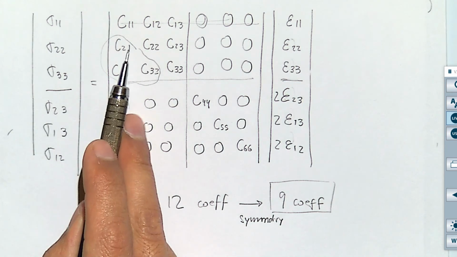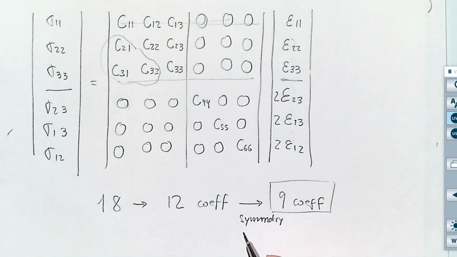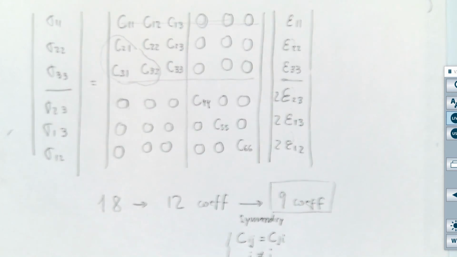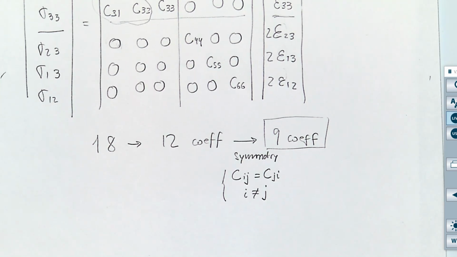So C21 is equal to C12, and C13 is equal to C31. In general, this can be written as Cij is equal to Cji whenever i is different than j. So now I have 9 coefficients.